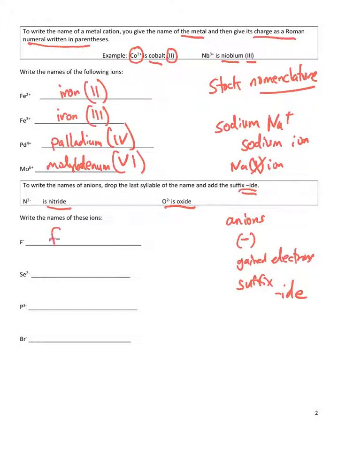So fluorine becomes fluoride. Notice this U before the O: it's fluoride, not flouride. Se2- is not selenium, but now it's selenide. Phosphorus 3- becomes phosphide. And bromine, Br-, becomes bromide.